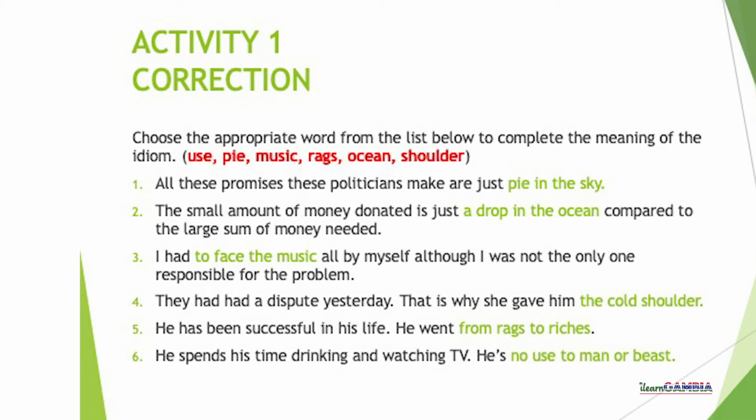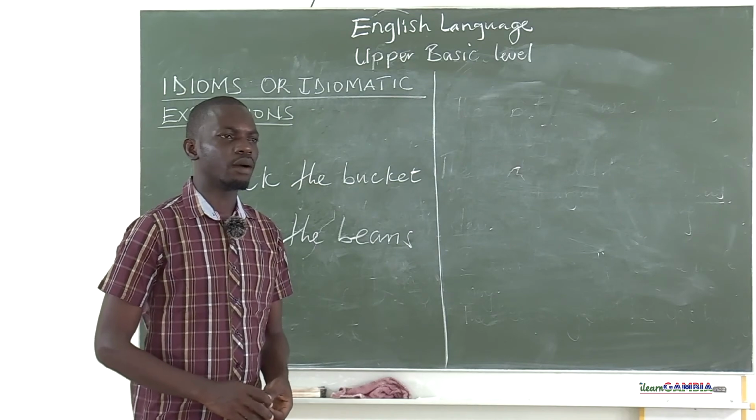He has been successful in his life. He went from rags to riches. If someone goes from rags to riches, it means he or she has been very, very poor, or has been living uncomfortably for so many years, then rises to become rich eventually. So that is from rags to riches. He spends his time drinking and watching TV. He is no use to man or beasts. It means somebody useless.